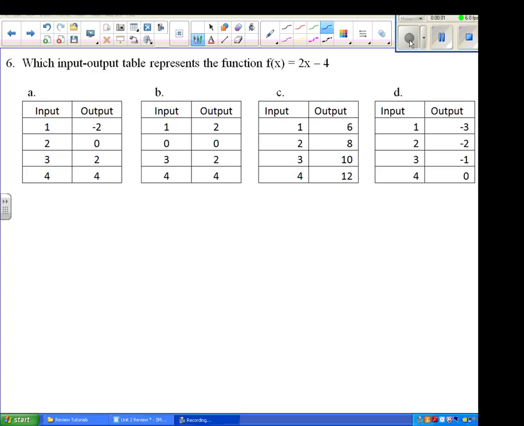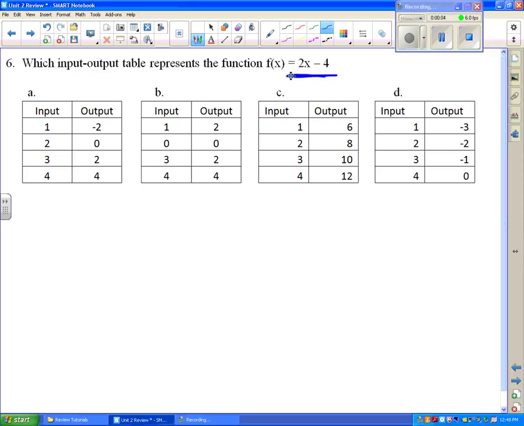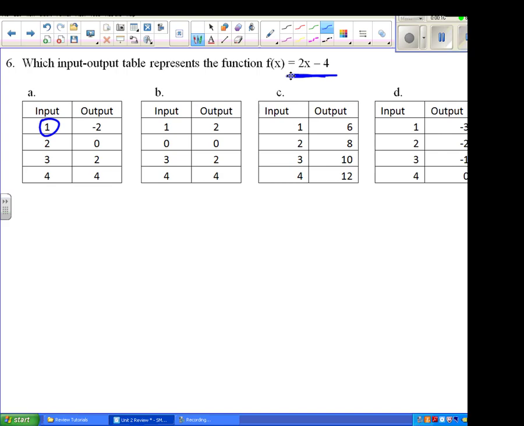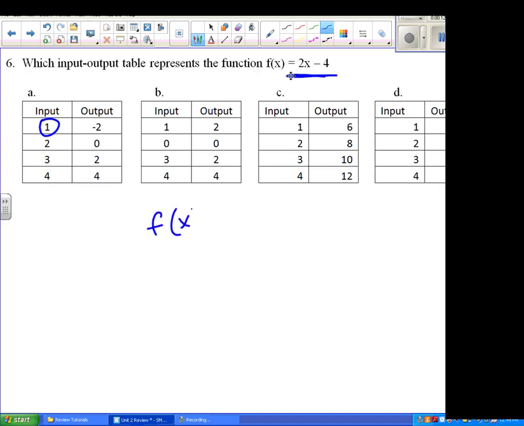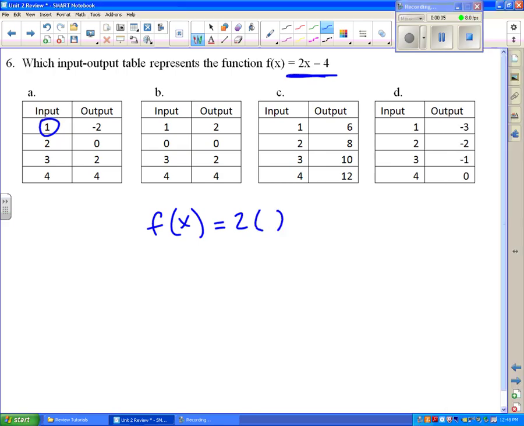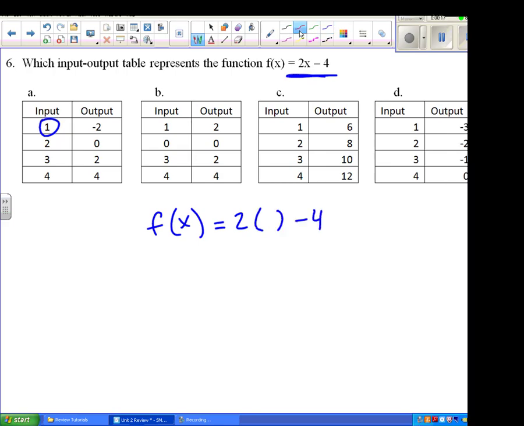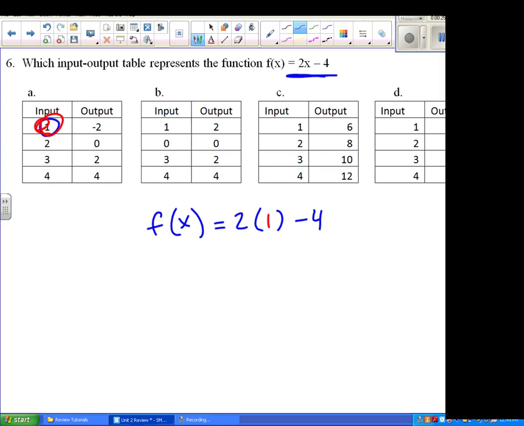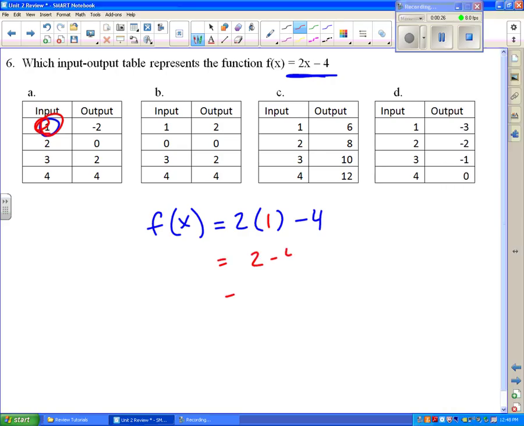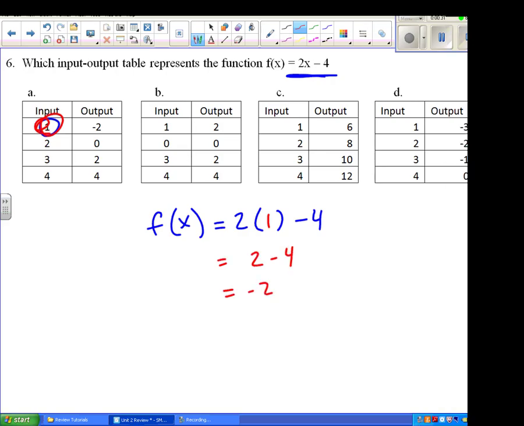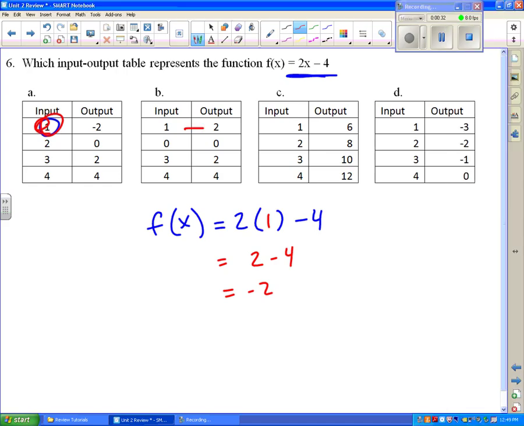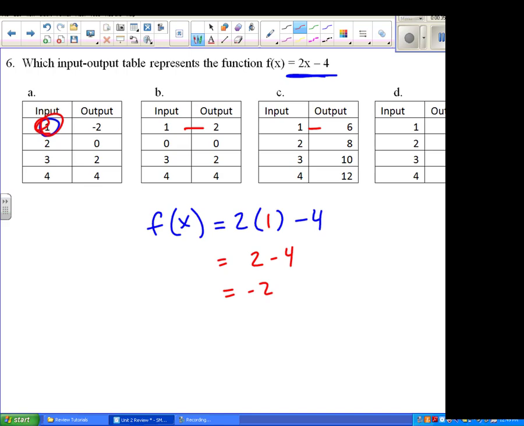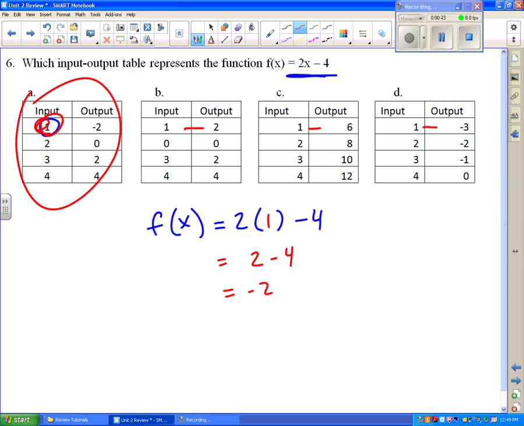Question 6, which input-output table represents the function 2x minus 4? Well, let's try using some of these inputs. So when we input a 1 into our function 2x minus 4, let's see what happens. When I input a 1, I get 2 times 1 is 2, minus 4 is negative 2. So this one works. This one doesn't work because I got 2. This one doesn't work because I got 6, and this one doesn't work because I got a negative 3. So it has to be this first one.